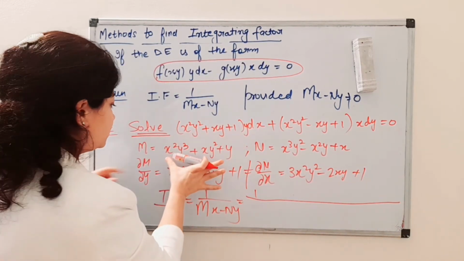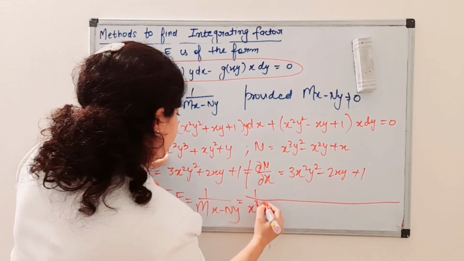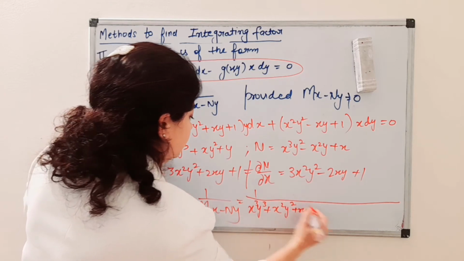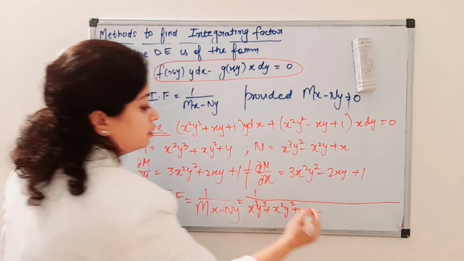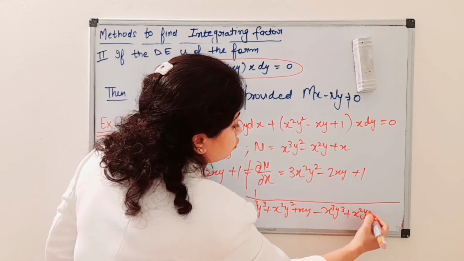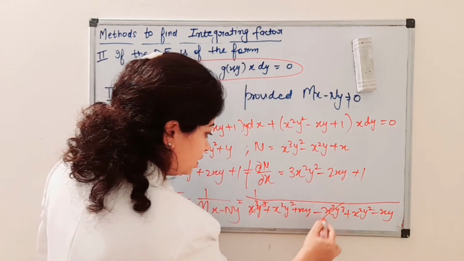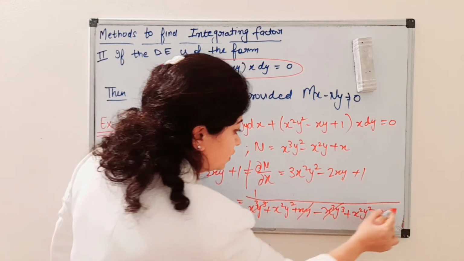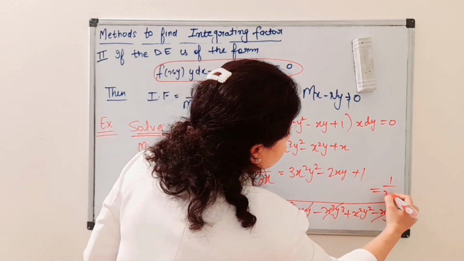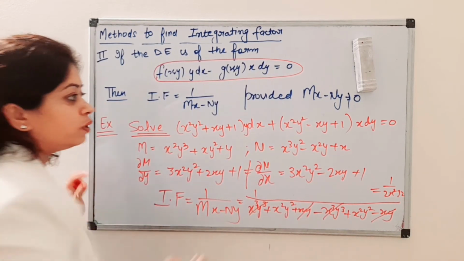So M is this, so we will multiply it with x. It will become x cube y cube plus x square y square plus xy minus Ny, minus x cube y cube plus x square y square minus xy. So we will cancel this term and we will cancel this term, and we get 1 upon 2x square y square. What is the integrating factor? 1 upon 2x square y square.